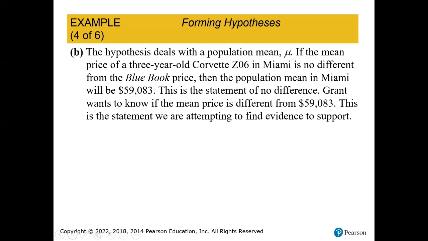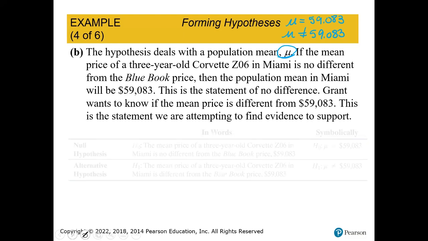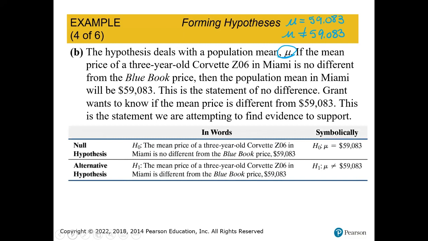The hypothesis here deals with a population mean, or mu symbol. We are told that the mean is equivalent to that $59,083. That is what we are told. Grant wants to see if in Miami it is different from that. So different means I'm going to test either more or less, which is not equal to the value. And that is the alternate hypothesis.